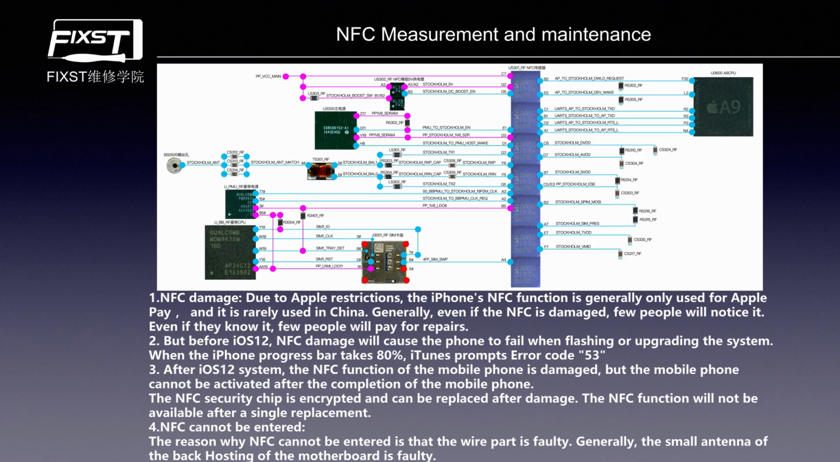Due to app restrictions, the iPhone NFC function is generally only used for Apple Pay, and it is rarely used in China. Even if the NFC is damaged, few people will notice it in China, and even if they know, few people want to pay for it. But before iOS 12, NFC damage would cause the phone to fail when flashing or upgrading the system. When the progress bar reaches 18%, iTunes will prompt error 15.5.